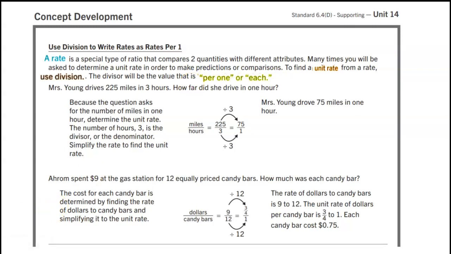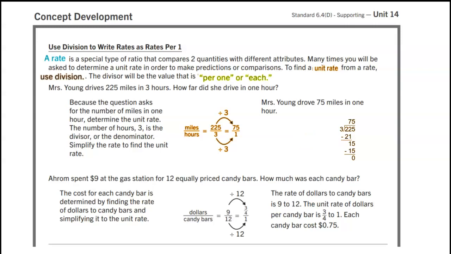Mrs. Young drives 225 miles in 3 hours. How far does she drive in 1 hour? In this situation, you're going to set up your rate as a fraction. 225 over 3 is miles per hour. Then you're going to simplify that by dividing both 225 and 3 by 3, which gives you 75 over 1. Remember, you can also use division in order to find unit rates. So I can divide 225 by 3, and I end up with 75. Either way, we know it's 75 miles in 1 hour.